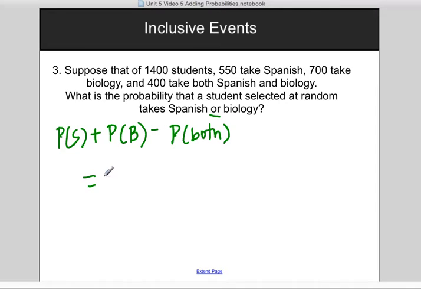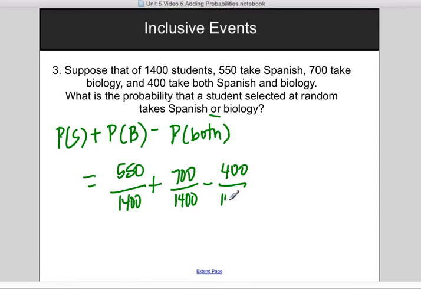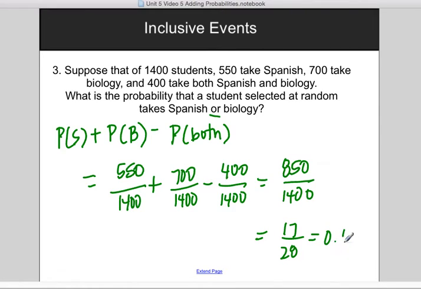So the probability that you take Spanish is 550 out of 1,400, plus to take biology, 700 out of 1,400, minus the people that do both, 400 over 1,400. So I would add up 550 plus 700 minus 400, and I am left with 850 over 1,400. I reduce that and I get 17 over 28, or as a decimal, it's 0.607. That is example 3.